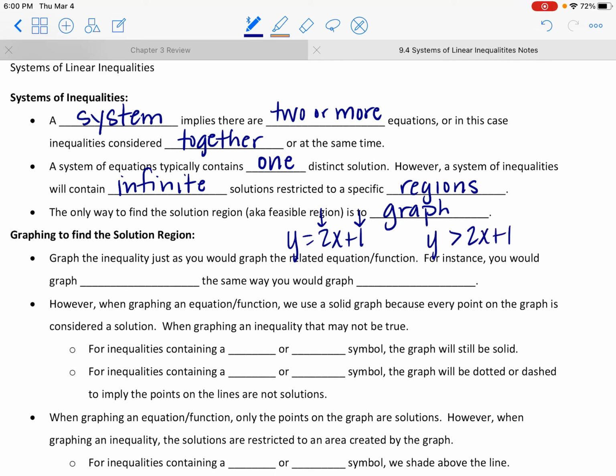Okay, so when it's a system, we're going to graph one at a time, and the solution region to the system is going to be where the individual solution regions overlap. Somehow I didn't put that in my notes. I'm so sorry. The solution region to our system is going to be where these things overlap, because we're looking at the same time, what do we have in common? So let me show you what I'm trying to say.